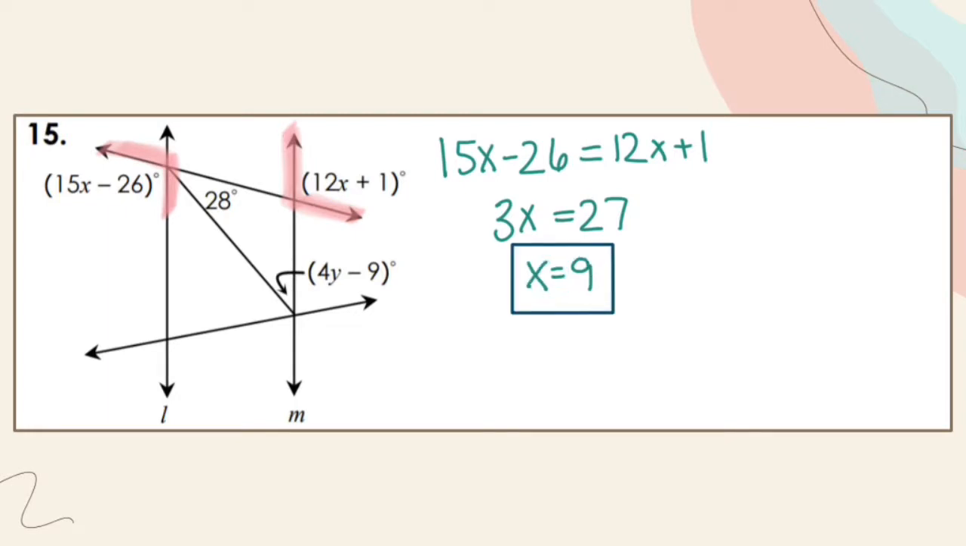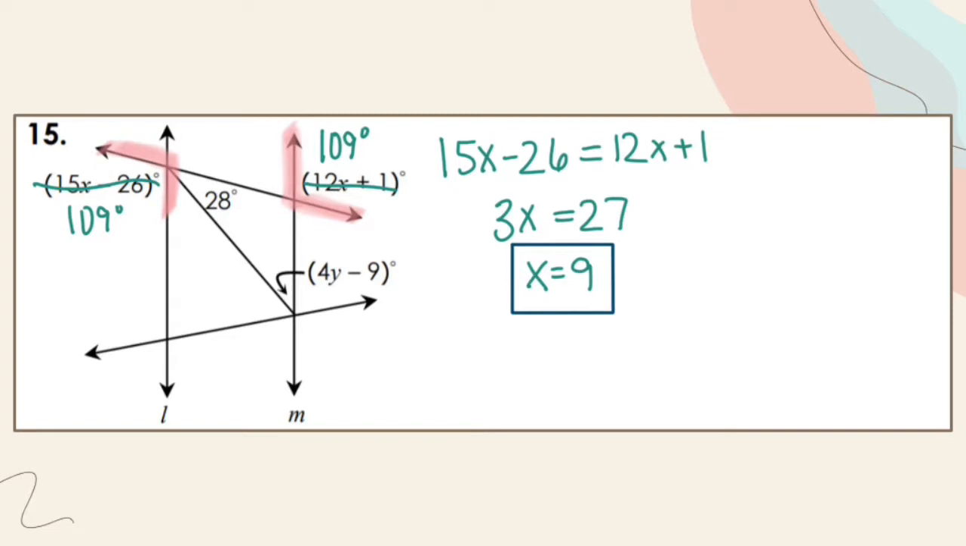Now, when we know what x equals, I like to go ahead and replace these expressions with actual numbers. So 12x plus 1 is going to be 109 degrees if we plug 9 in for x. And this one has to be the same.